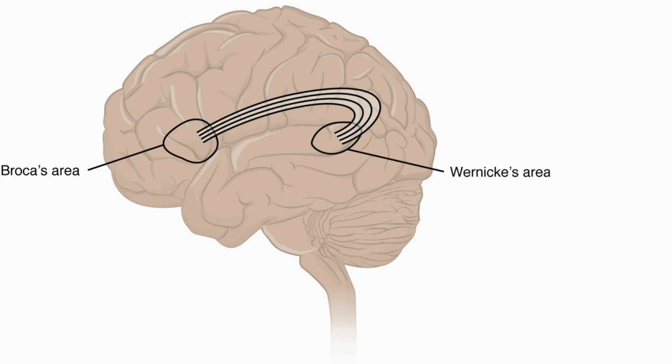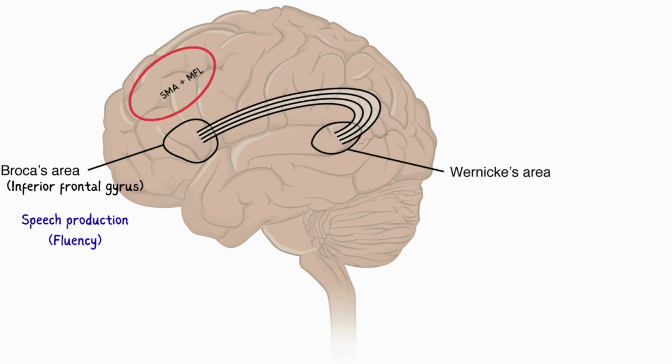Most of the time, especially in right-handed people, the language centers are located in the left cerebral hemisphere, or the dominant hemisphere. This image shows the left cerebral hemisphere. Broca's area is situated in the inferior frontal gyrus and is responsible for speech production, that is, fluency. The supplementary motor area, located anterosuperior to Broca's area, along with the medial frontal lobe, helps initiate speech, and a lesion here could also impair speech fluency.